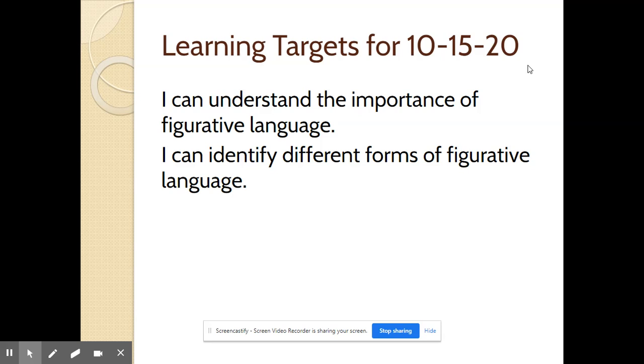So today we're starting a new unit talking about figurative language. It is very important. So the learning targets today are I can understand the importance of figurative language and I can identify different forms of figurative language.